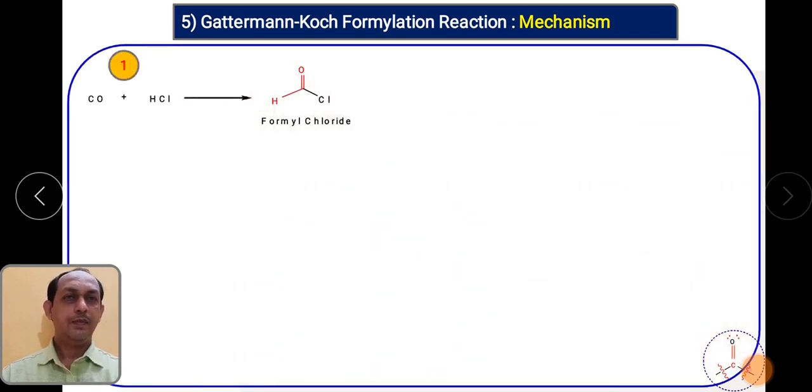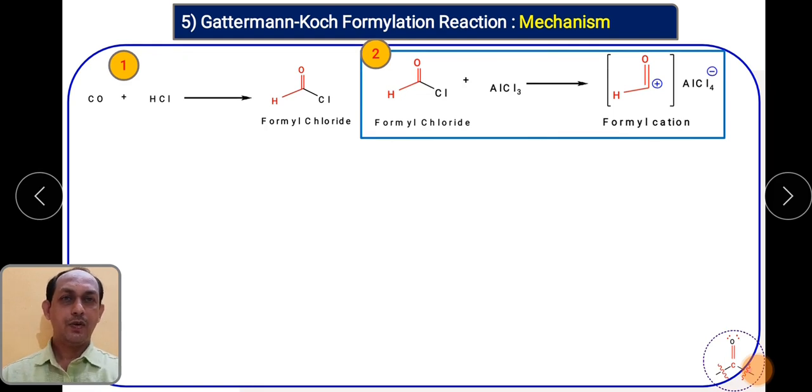In the first step, carbon monoxide and HCl react to form formyl chloride, which is a very simple reaction. In the next step, this formyl chloride reacts with aluminum chloride. As we know, aluminum chloride is a Lewis acid. So this aluminum chloride helps to abstract this Cl, and the formyl chloride gets converted into formyl cation. The carbon is carrying a positive charge. So this carbonyl carbon is carrying a positive charge. So the first step is the formation of formyl cation.